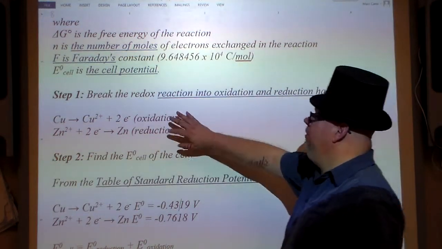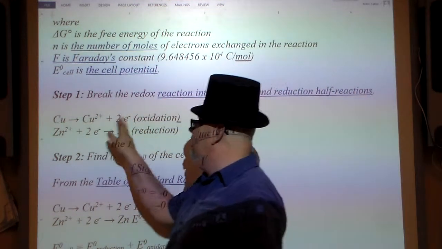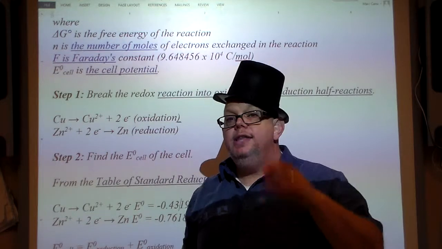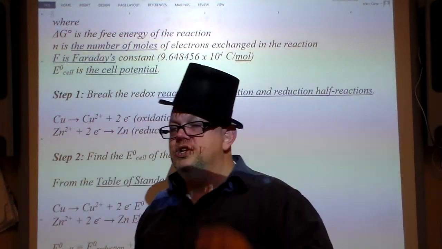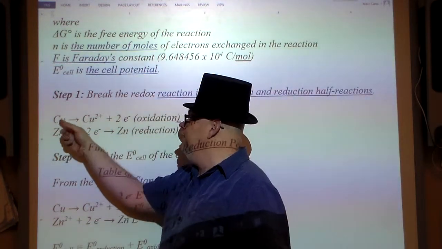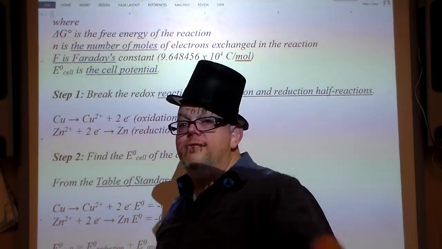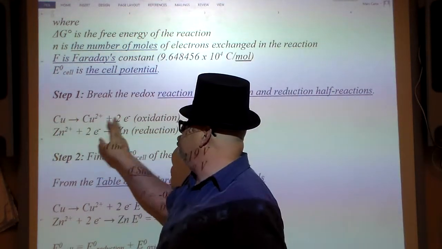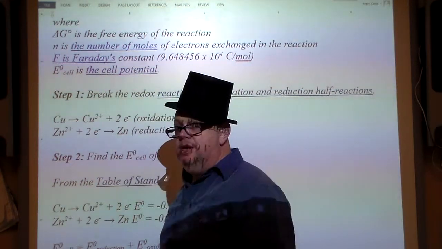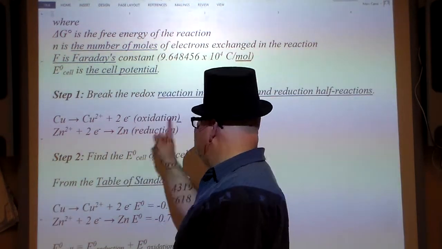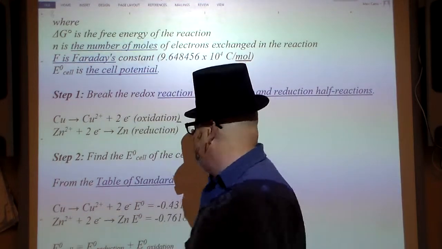So we got that. We broke that down. Now notice how many electrons are being exchanged here. It's 2 electrons that are being exchanged. So if we have 1 mole of copper and 1 mole of zinc, guess what? We're going to have 2 moles of electrons that are being exchanged. Now that's going to be an important thing later on, especially when we deal with the Faraday constant.